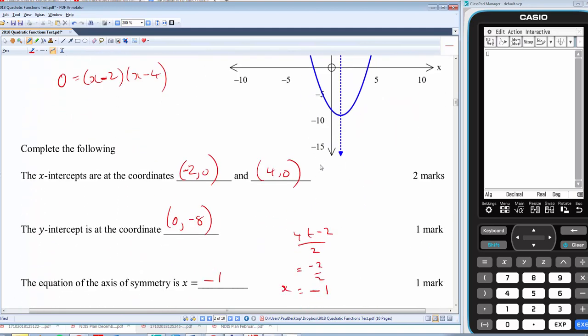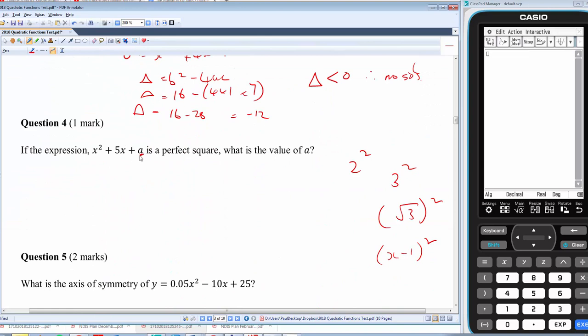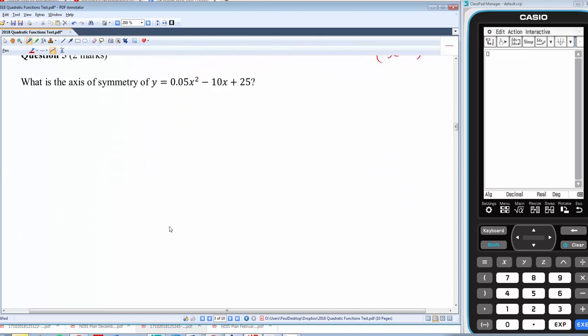So what we'll do to make that one a perfect square, this a value needs to be obtained by halving that and squaring it. Okay, so a is going to be 5 on 2 all squared. a is 25 on 4. Not many of you guys got that one.